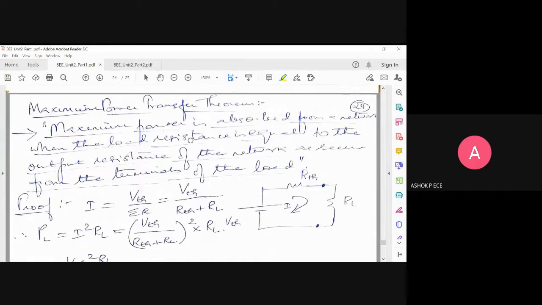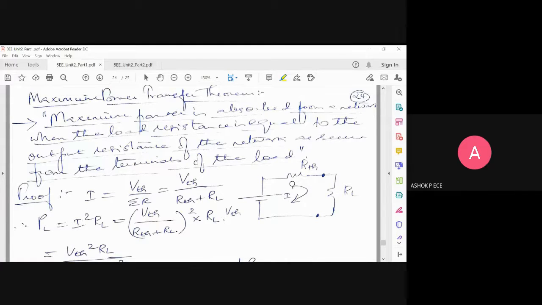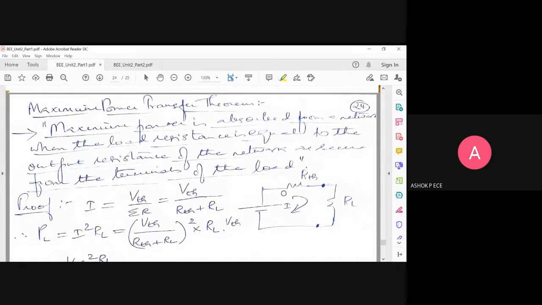So immediately when you hear the term maximum power transfer, Thevenin's theorem should strike your mind because these two are related. And see, we are drawing the Thevenin's equivalent circuit. You have VTH, RTH, and a load. I am finding the current through this loop. Only one voltage source I have, and two resistances in series. So you see here I is equal to VTH divided by RTH plus RL.